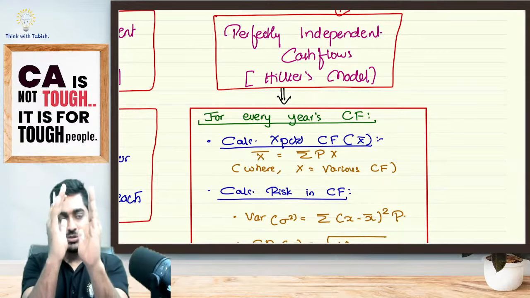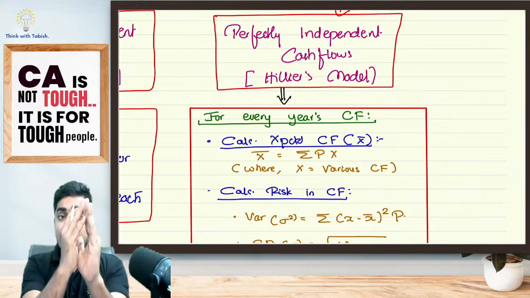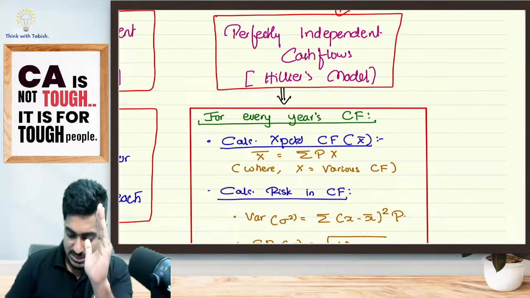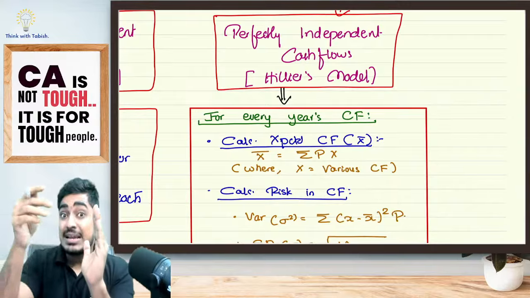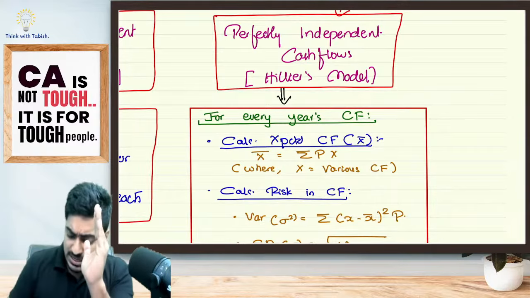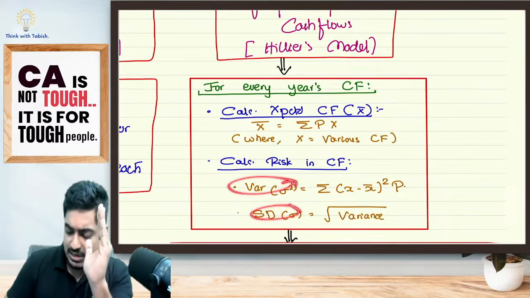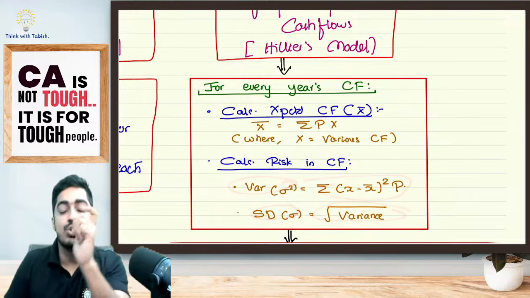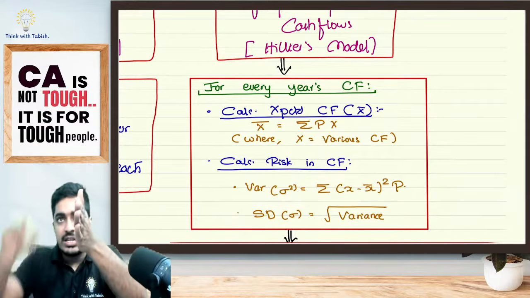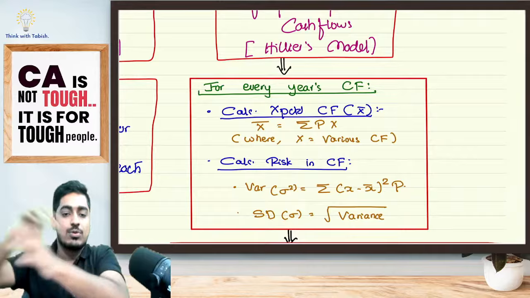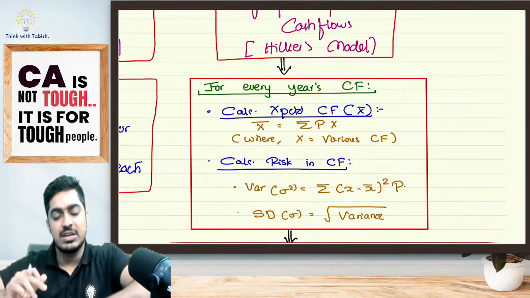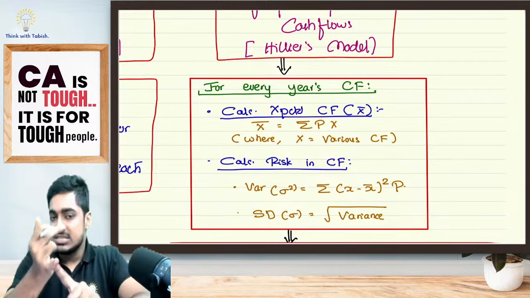Every year's cash flow, can you see? Yes, cash flow is there. Can you calculate expected cash flow, X bar? Yes, summation P into X. Can you calculate risk of the cash flow? Yes, variance as well as standard deviation can be calculated, same formula only, but here I am doing it for cash flow. So year 1 cash flow I did, year 2 cash flow I did, year 3, year 4. For every year's cash flow, I calculate X bar as well as sigma.